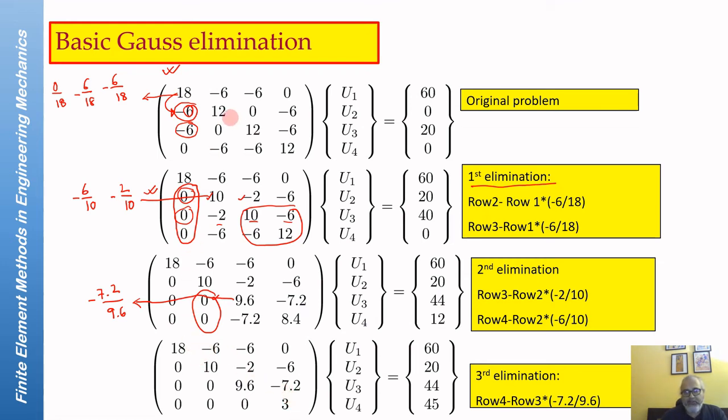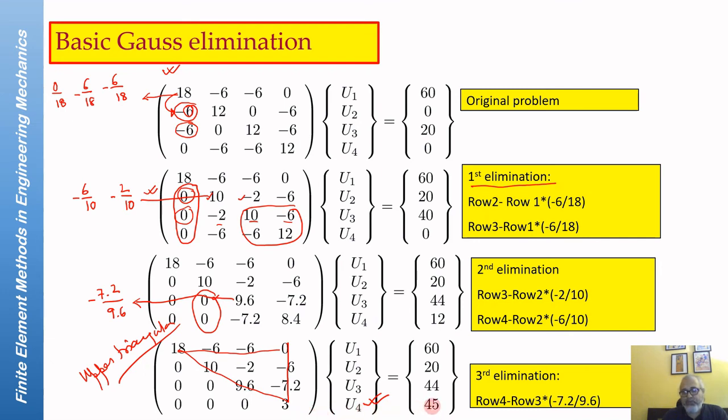So at the end of the 1, 2, 3 steps, what we have is a matrix where everything under 1 1, 2 2, 3 3, etc. are 0. So the matrix is called upper triangular. This is an upper triangular matrix. Now why is this a good idea? It's a good idea because from the upper triangular matrix we can start the process of back substitution, meaning that we can immediately find u4 as 45 by 3.